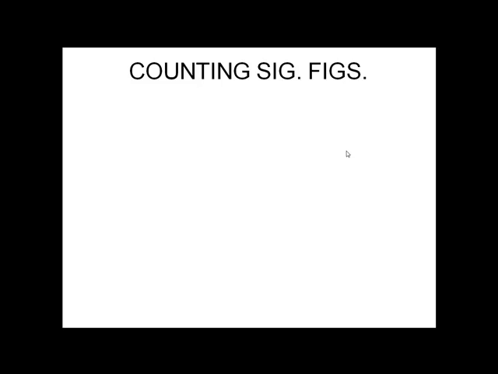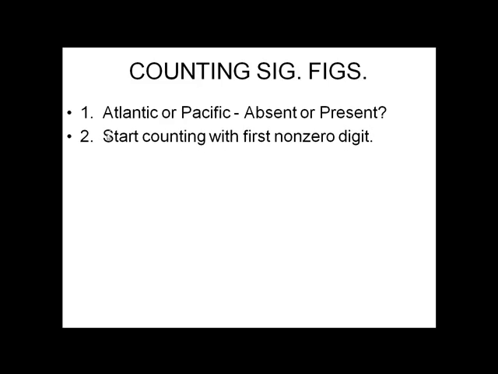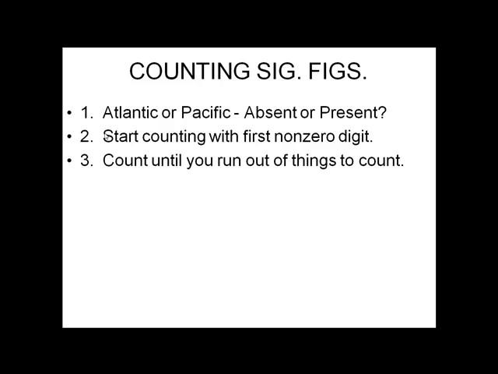All right, counting sig figs. We'll use, I think this is the way that you guys probably learned it freshman year, the Atlantic and Pacific. What we're looking at is the decimal point. Is the decimal point absent or is the decimal point present? We're going to start counting with the first non-zero digit. Don't worry, we're going to go through a bunch of examples. And 3, we're going to count until we run out of things to count.